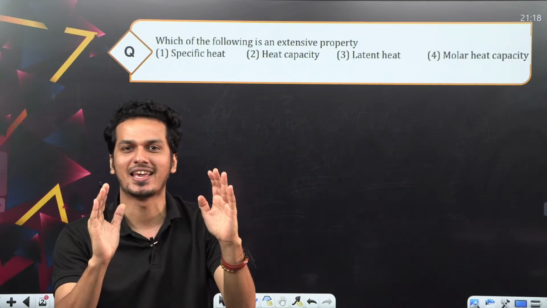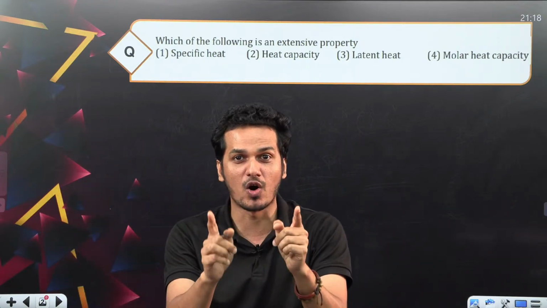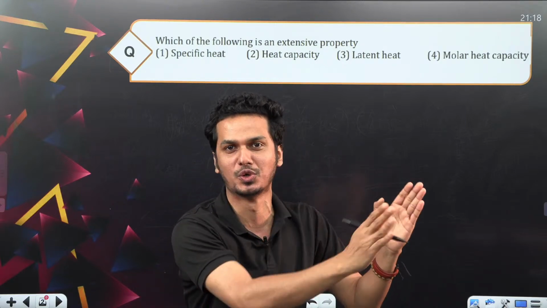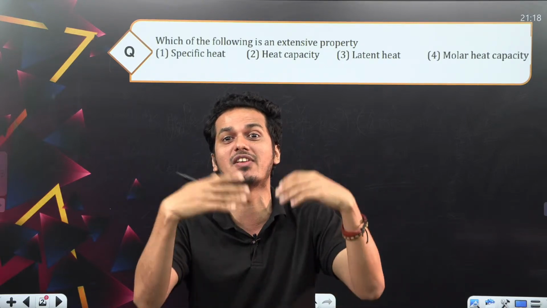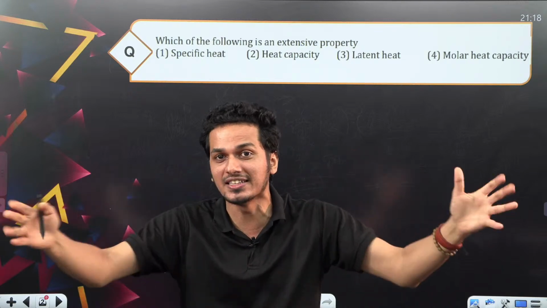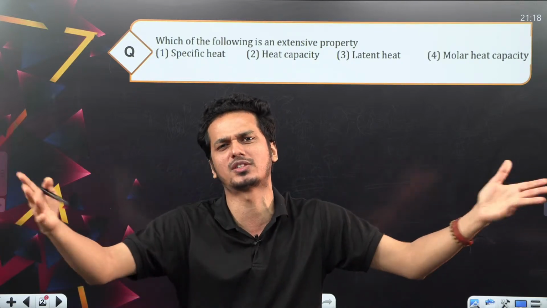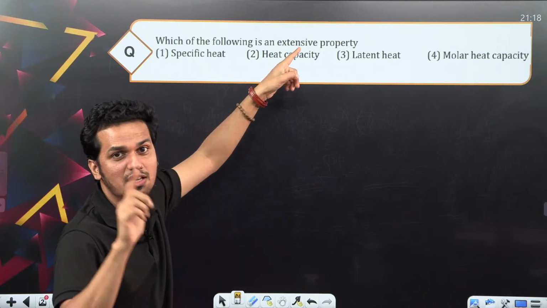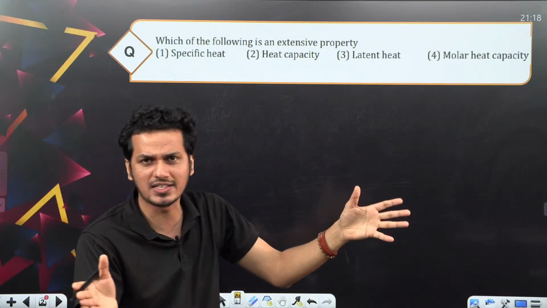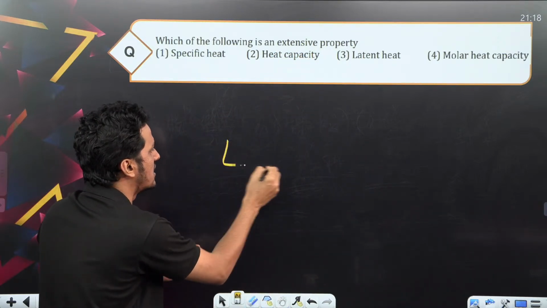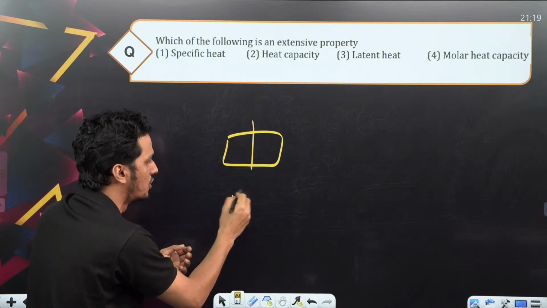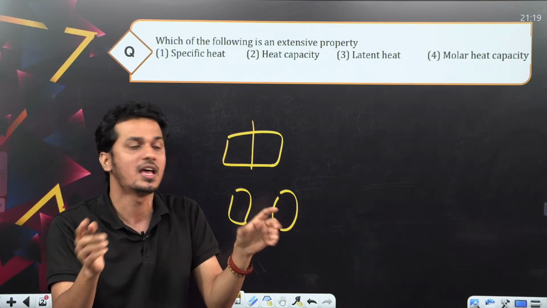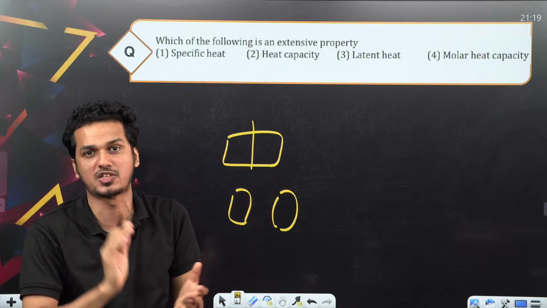Extensive property means they actually depend on the amount of substance. That means whenever you are dividing a system into two or three parts, the properties change. They are called extensive properties. If I divide the system into two and the properties do not change, that means they do not depend on the amount of substance, and they are called intensive properties.